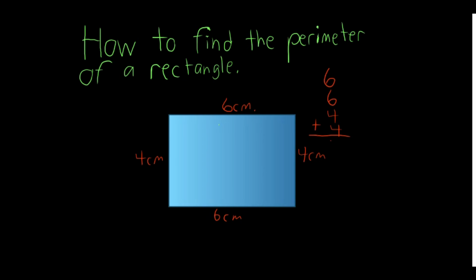6 plus 6 is 12, plus 4 is what? 16, plus another 4 is 20. 20 what? 20 centimeters. So the perimeter of this rectangle here is 20 centimeters.